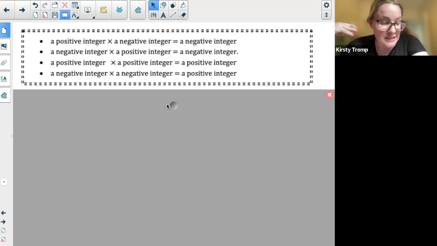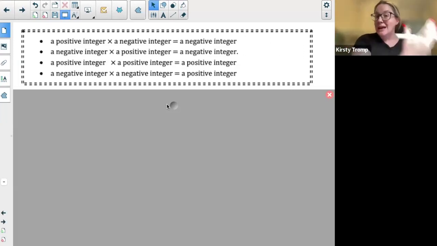A positive integer times a positive integer gives you a positive integer, and a negative integer times a negative integer gives you a positive integer. So exactly what I showed you just now when I wrote it out, okay? This is just in the words. So some people like to see it as a visual representation with color. Some people like to see it in words. If you prefer to learn this way, here it is for you in this way as well. Okay.